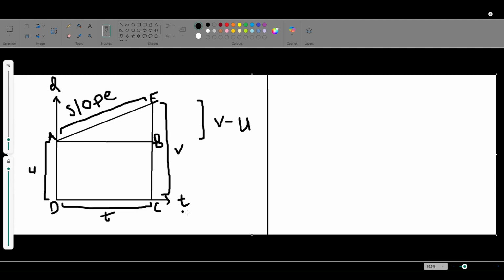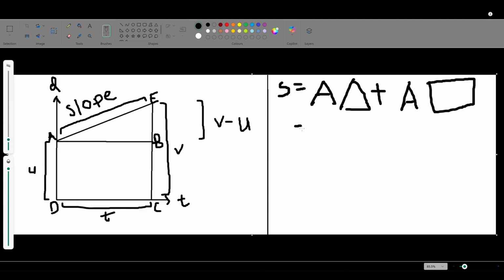And as we all know, the area under the slope in a distance-time graph is s, or distance. So we know that s should be equal to the area of the triangle plus the area of our rectangle, as you can see here.